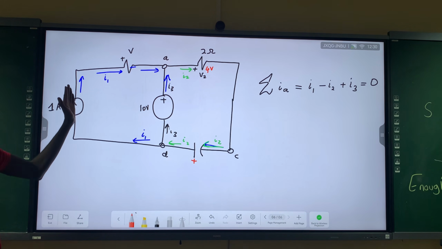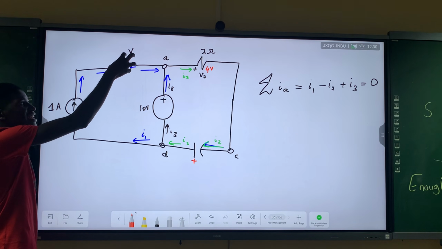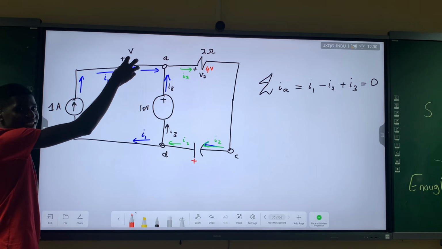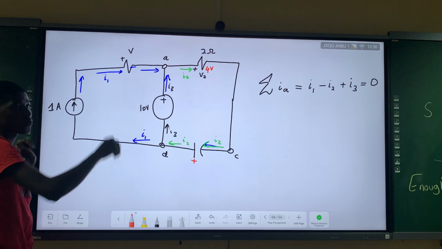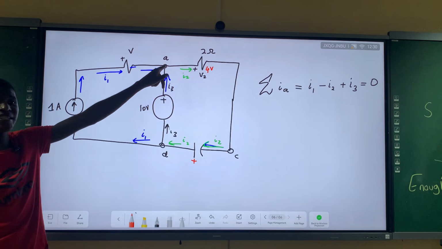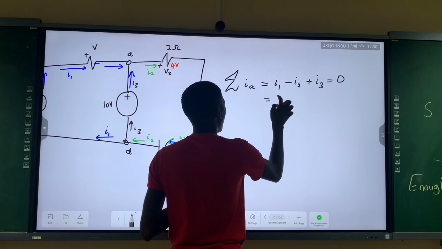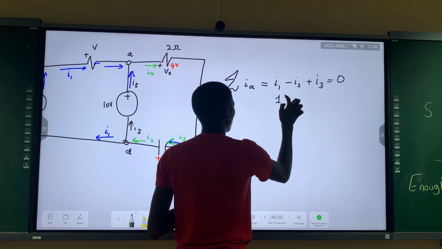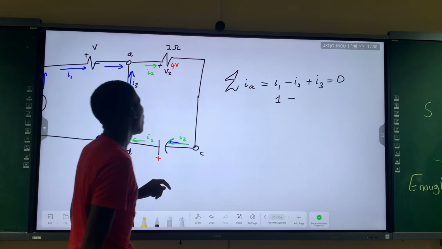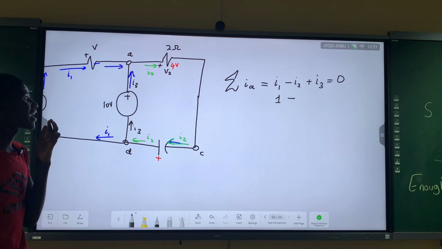The current through this path is 1 ampere. So if the current source is 1 ampere and it's connected in series with this resistor, the current through the resistor is also going to be what? 1 ampere, which is the same current that will get inside the node. So 1 ampere minus current I2 is now in. We don't have current I2.